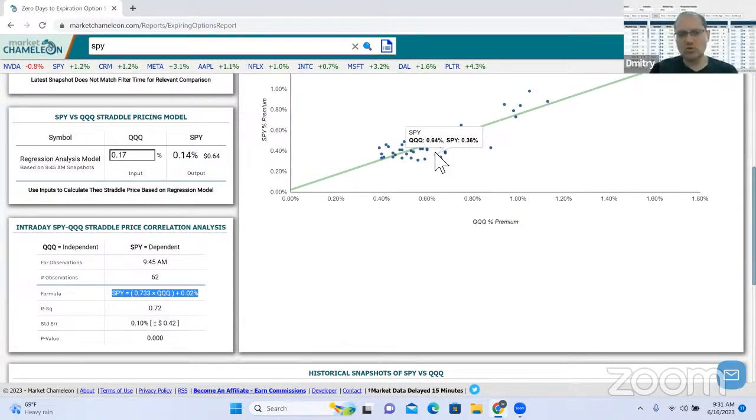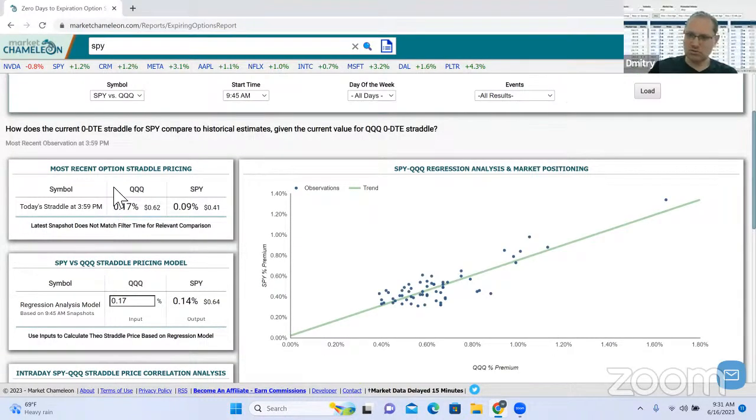Okay, so what does it do? This model takes the QQQ 0 DTE options, based on the time of day, compares them to the SPY 0 DTE options at the same time of day, and asks where the SPY straddle price is relative to QQQ. And if we use our regression model, where do we think it should be priced and how much are they off? All right, so right now we're at 9:31, guys.